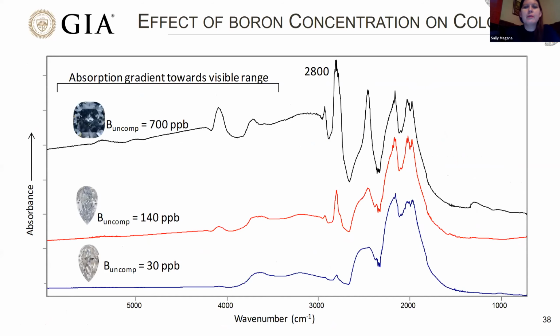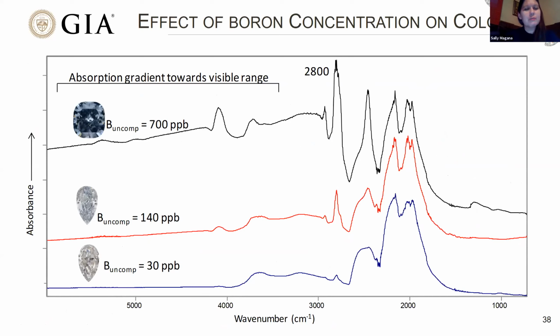Looking at just the boron and the effect of boron concentration on color, this is showing that as we increase the amount of boron, we get a dramatic increase generally in the color saturation that we see in the stone. So down here at the bottom, we have basically a colorless diamond with 30 parts per billion of uncompensated boron in it.